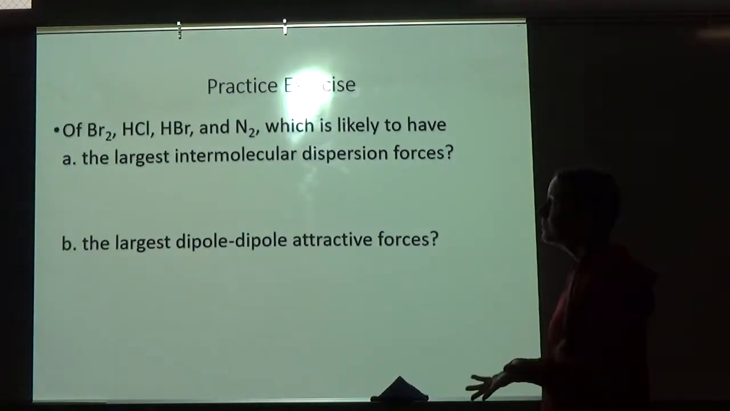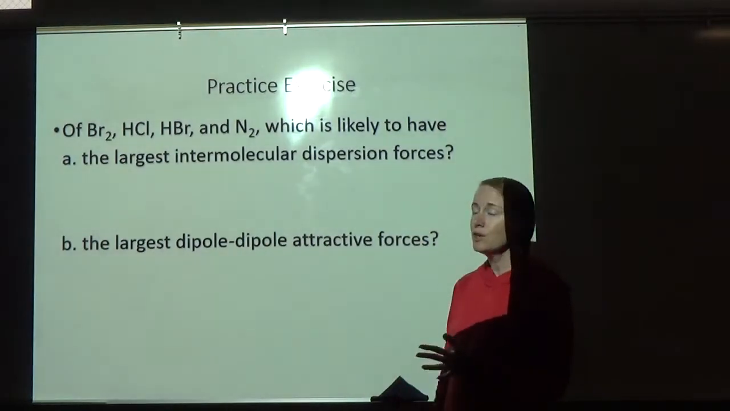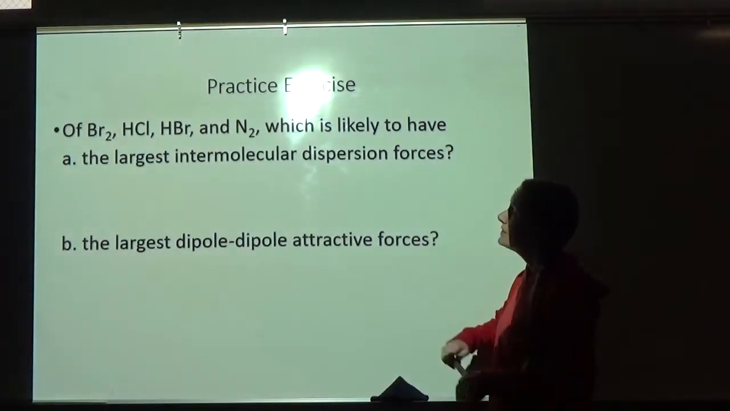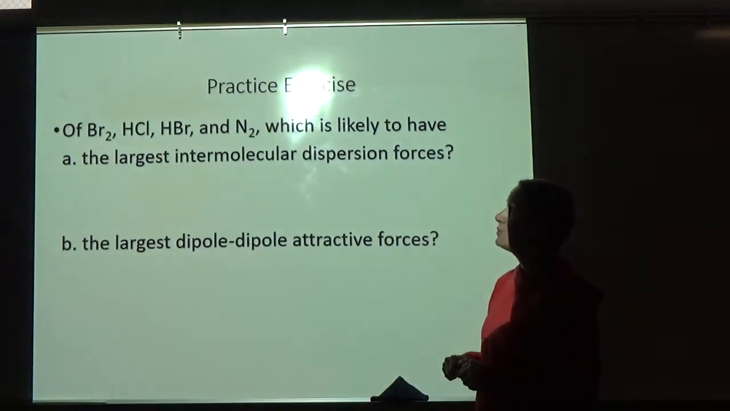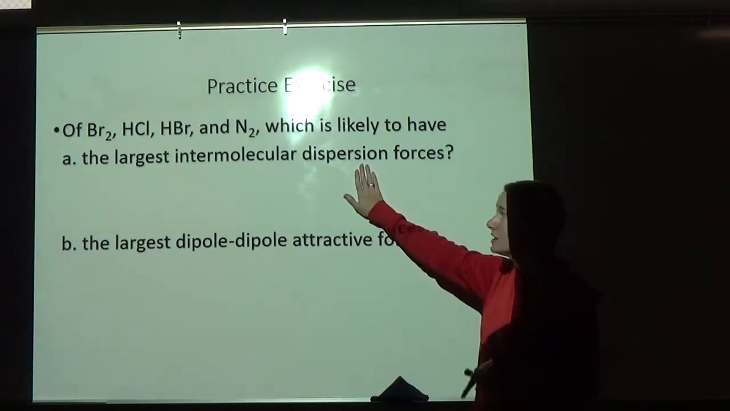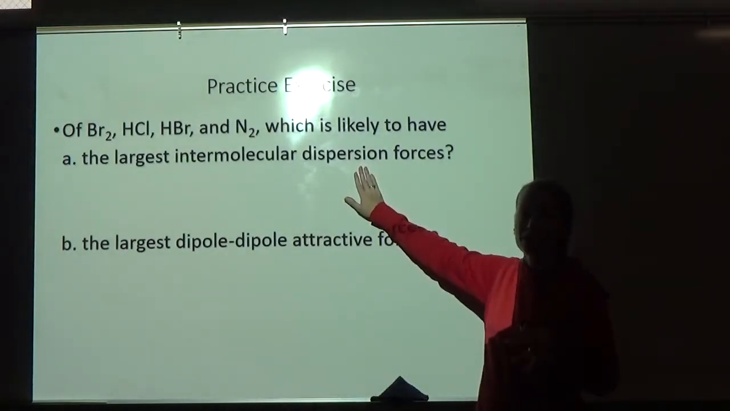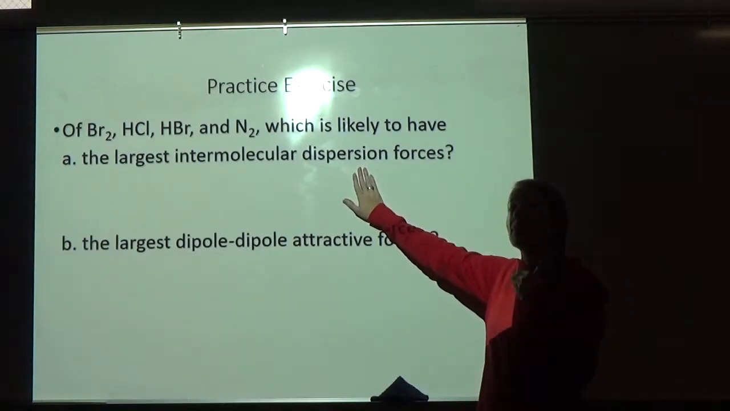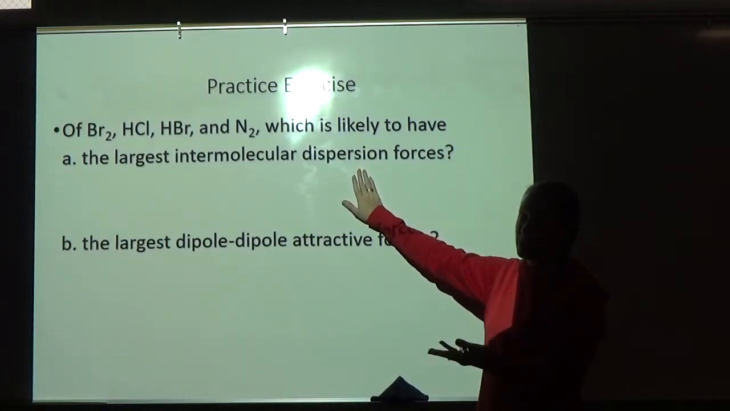Alright, for the next one, maybe pause the video and go ahead and try this one on your own. I'll assume you've done that. It says, of Br2, HCl, HBr, and N2, which is likely to have the largest London dispersion forces? Our first one, we're looking for London dispersion. Remember, all molecules experience London dispersion, but for nonpolar molecules, that's the only one they experience.